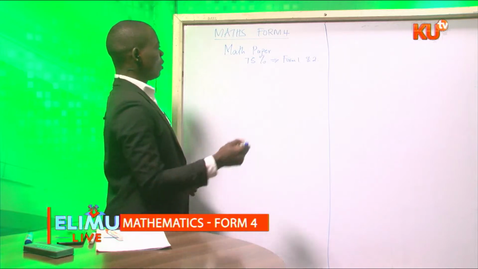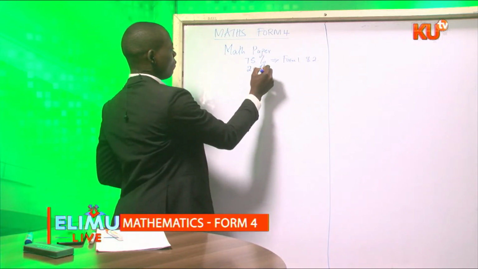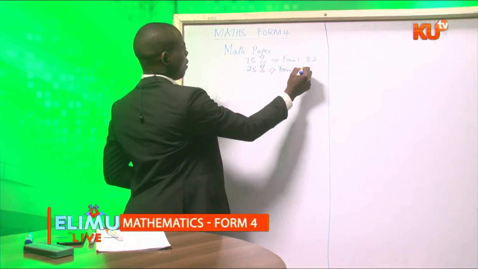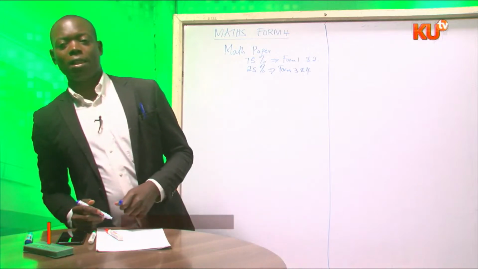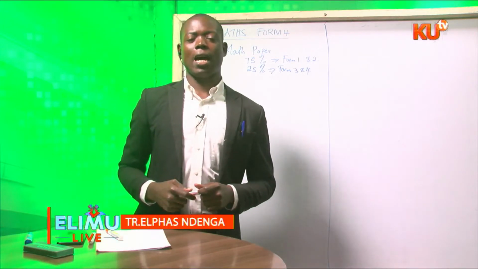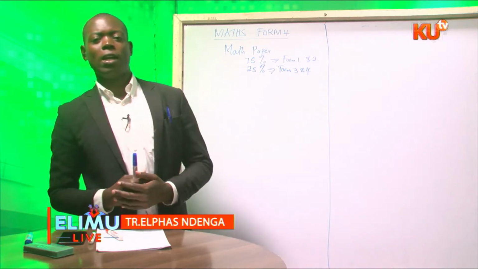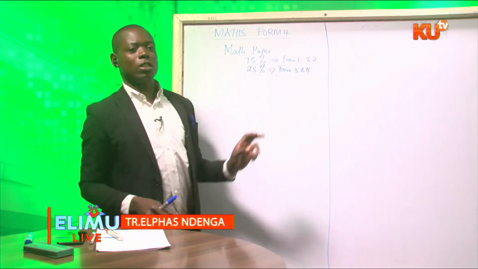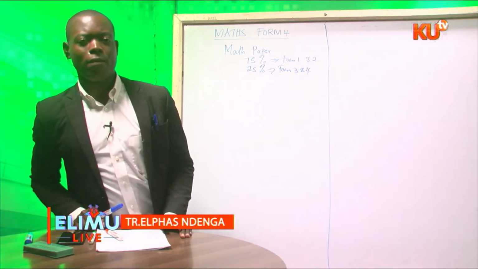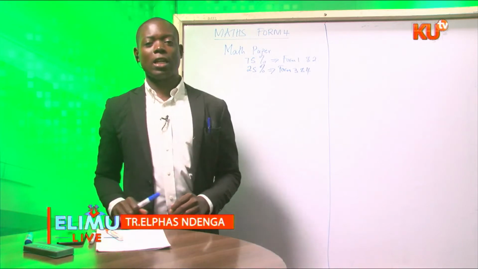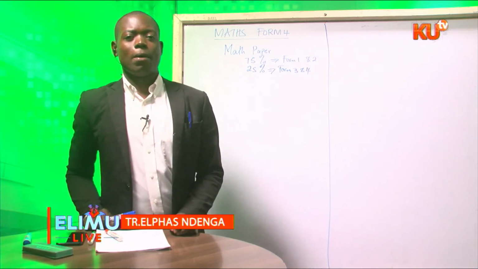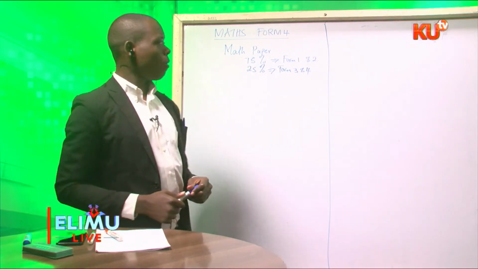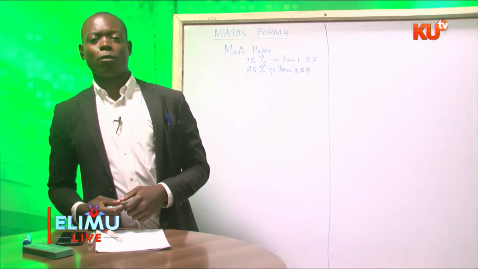And the remaining 25% will cover Form 3 and Form 4 work. Therefore, it is easier to tell that as a candidate, if you want to do well in paper 1, you must put a lot of emphasis on Form 1 and 2, even though Form 3 and 4 will still count in that paper. Out of this 75%, the lion's share of the marks in paper 1 will come from Form 2 work.